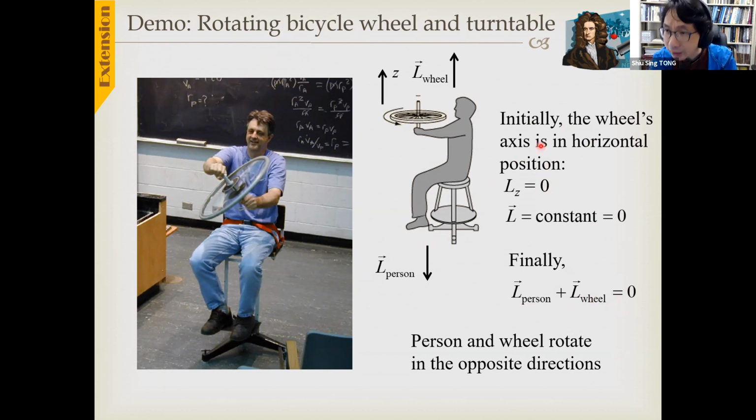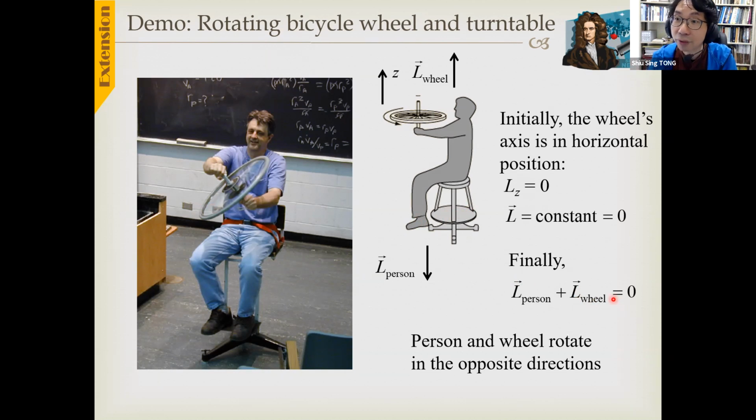Now, in this example, you actually cannot see the torque in action very clearly. The complicated interaction between the bicycle wheel and the person is difficult to visualize. It's difficult to handle. But if you believe angular momentum is conserved and angular momentum is actually a vector, that is the conclusion that you can reach.